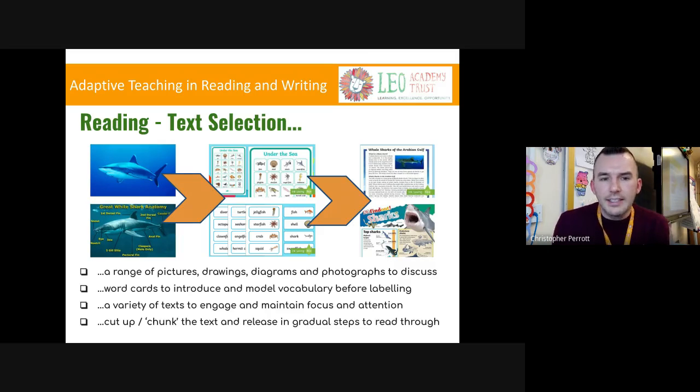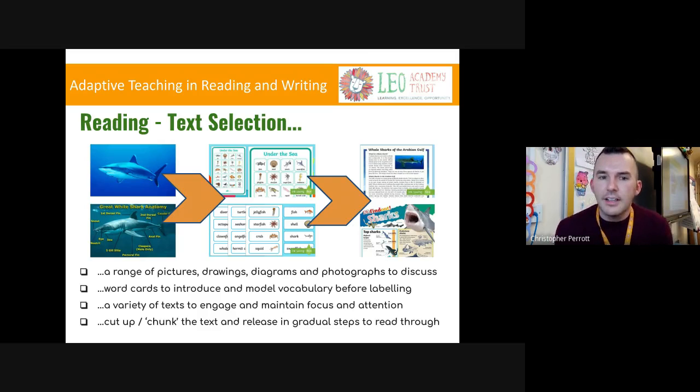The variety of texts, again, think about how you want to vary those as well. They don't always have to be a standalone page of text. Sometimes they can be fun fact files. Sometimes they could be smaller top trump cards. So again, varying how you expose children to those pages.